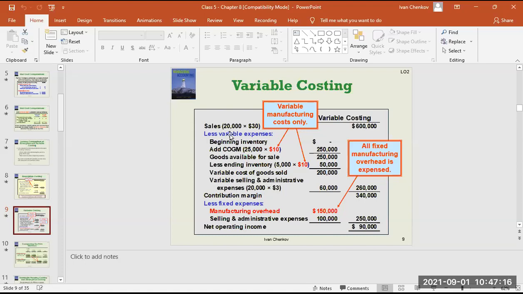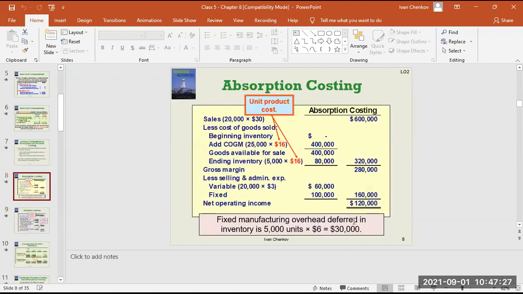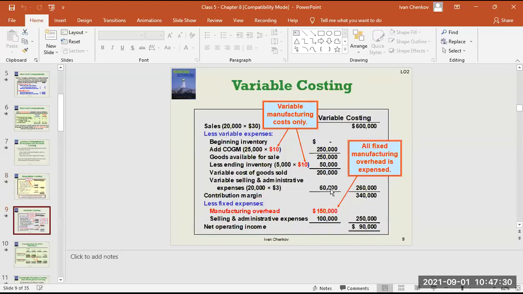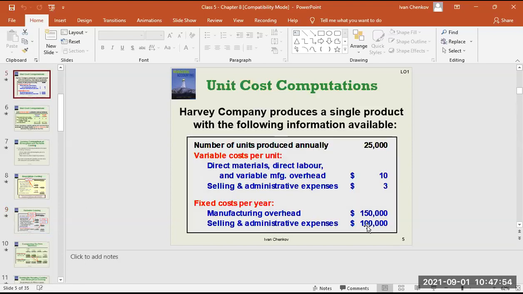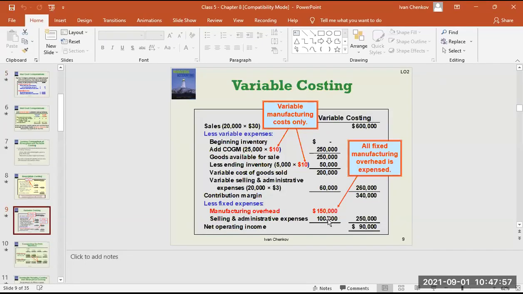Then because here we're doing contribution format, we're going to add the variable period cost, which is related to sales administrative expenses, which will be exactly 60 like the previous one, right? Here we have 60, here we're going to have 60. And that's going to give us contribution margin 340. Now, in this method, in the variable costing, we treated the fixed expense as a period cost, so we expense everything. 150 we expense it. Those 150 and 100, those become a fixed cost, so they're expensed.